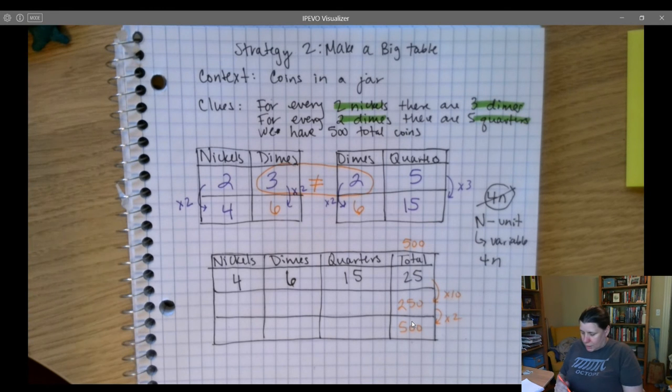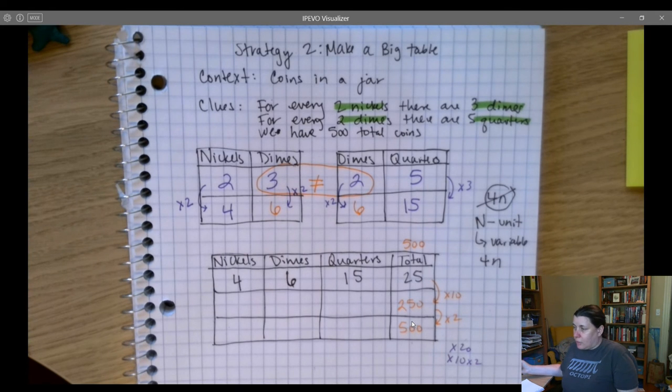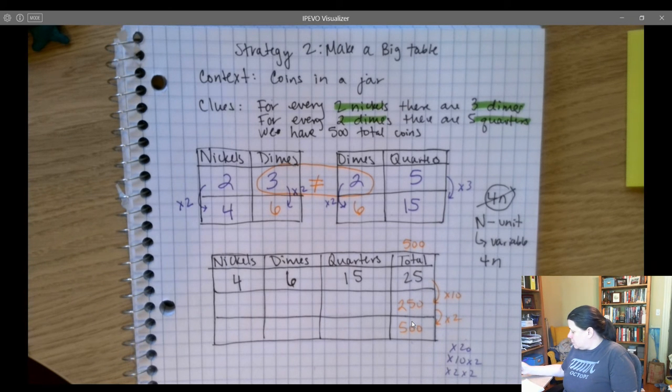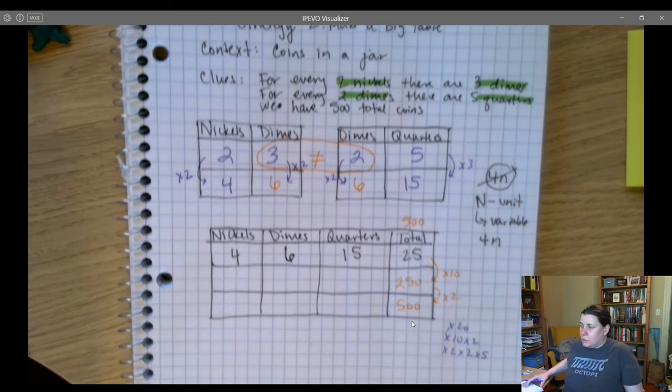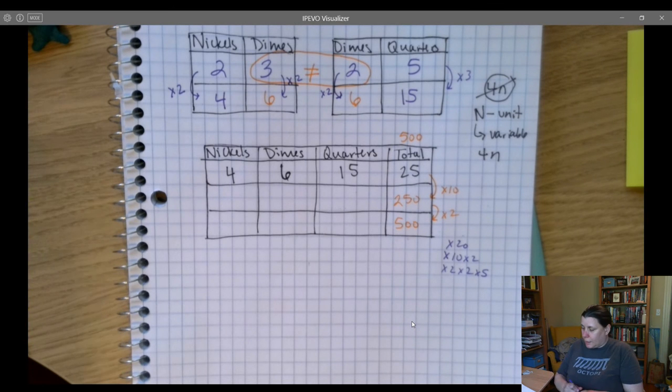That's not the only way to get to 500. You could have done, I don't know if that pen color is showing up, I'm going to change it. You could have done times 20. You could have done times 10 times 2. You could have done it the other way, times 2 times 2 and then times 5. Anything that gets you to 500 will work just fine. But since I did times 10 times 2 in my total column, I need to do the same thing in my other columns.